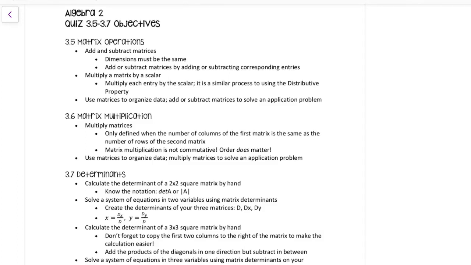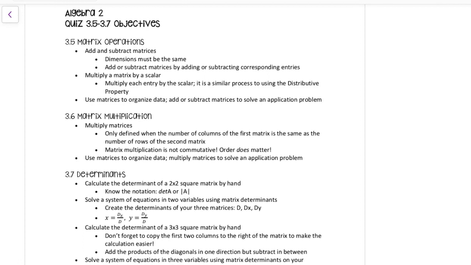Hello, Algebra 2 students. Today we are going to prepare for our quiz on Friday over sections 3.5 and 3.7. So I just wanted to take a couple seconds to talk about your objectives. Remember from section 3.5, we added and subtracted matrices, multiplied by scalars, and then talked about why matrices are important. So that's that last bullet point: use matrices to organize data.